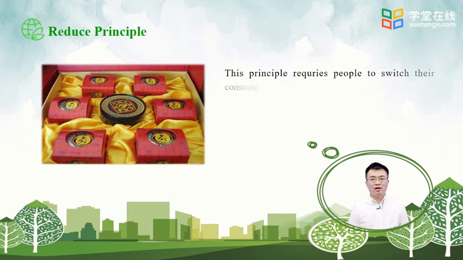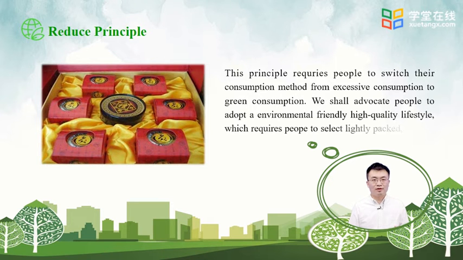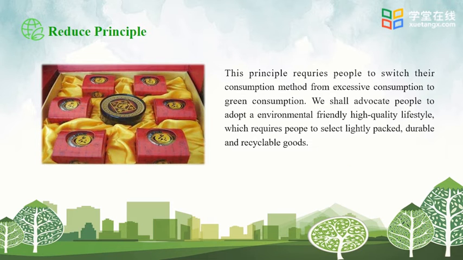We can also adopt reduce principle in consumption field. Here, we can see a mooncake packing box. Mooncakes are just food by its own, but when people give them away as gifts at Mid-Autumn Festival, they were packed in luxurious packages. Most are packed with paper or plastic, even silk. After we ate the mooncakes, their packing box will become wastes.